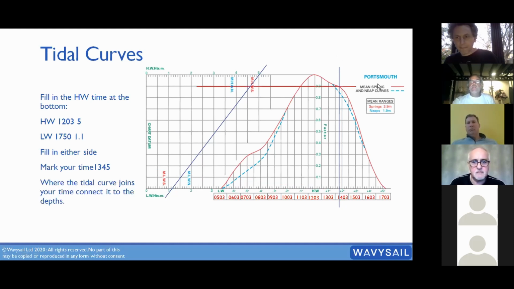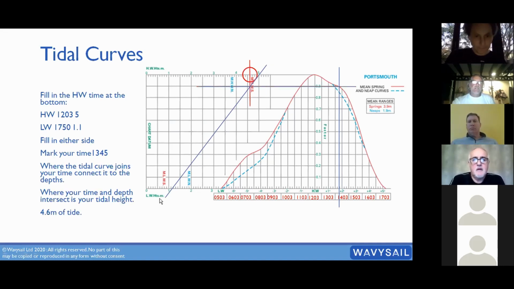Okay, we then join the top. We just draw across parallel like that, where our tidal curve meets our time. So the vertical blue one here is our time. The horizontal red one is where it meets it. Okay? So it's literally on the red line there because of the springs. Where our original depth line meets our height of tide at that time is our height of water at that time.